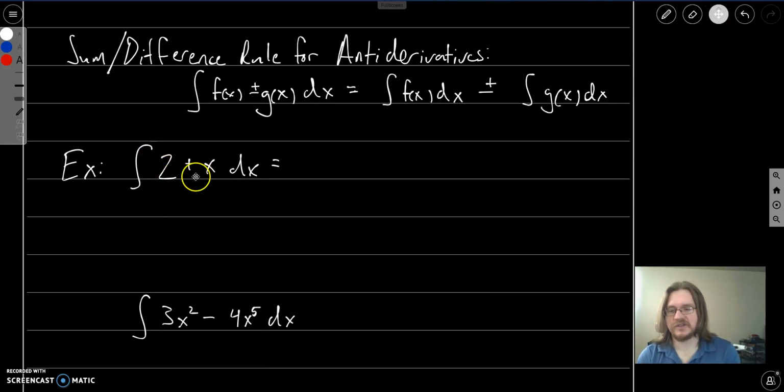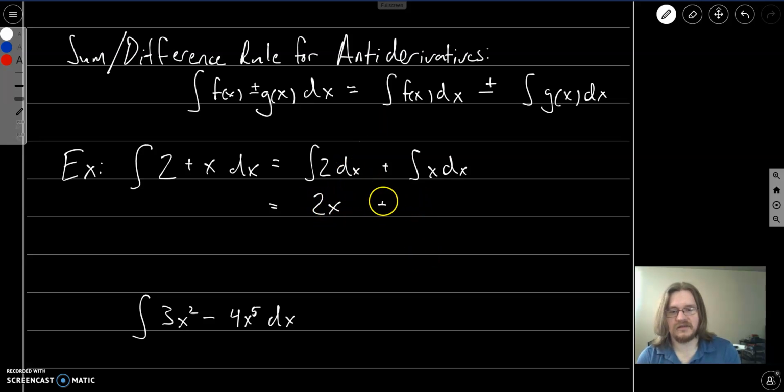We've got the antiderivative of 2 plus x dx, which is just going to be the antiderivative of 2 plus the antiderivative of x. And then the antiderivative of 2, like we just said before, is going to be 2x. The antiderivative of x is going to be x to the 1 higher power. So 1 more than 1 is 2, and then I have to divide by 2. And I can't forget my plus c at the end.